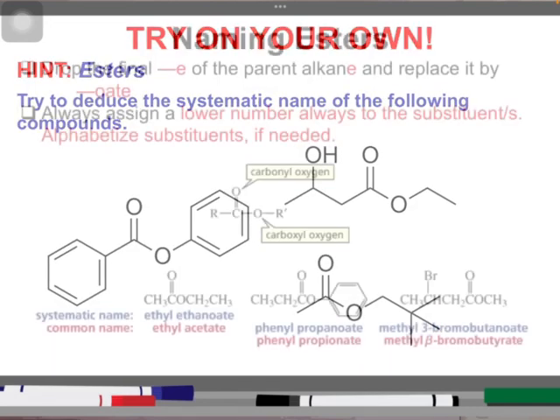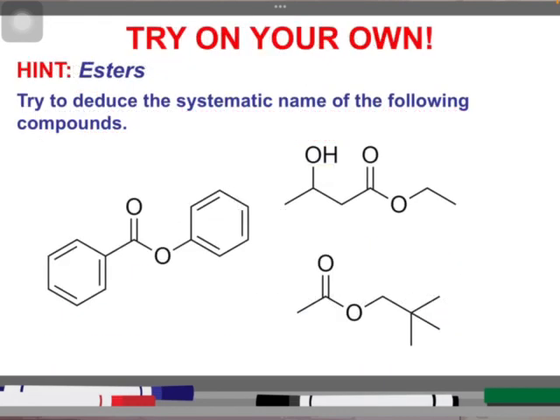So, meron ulit tayong sample problems here. You can try this on your own. Try to deduce the systematic name of the following compounds. Ito naman ay mga esters naman sila.